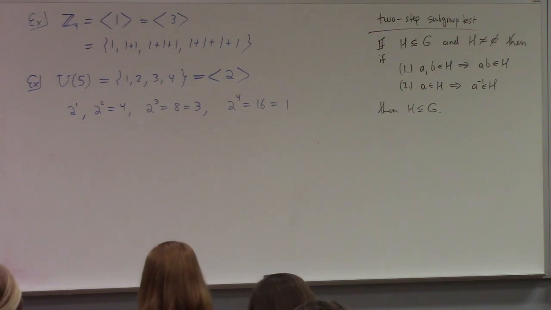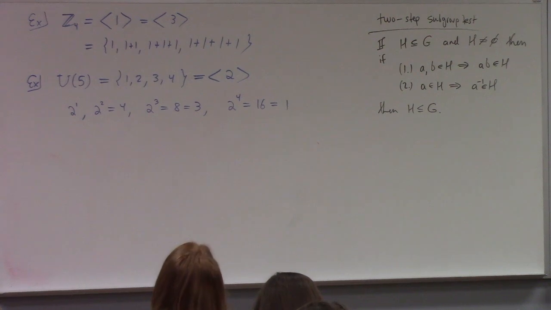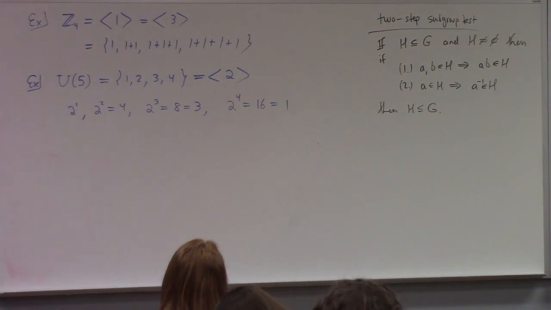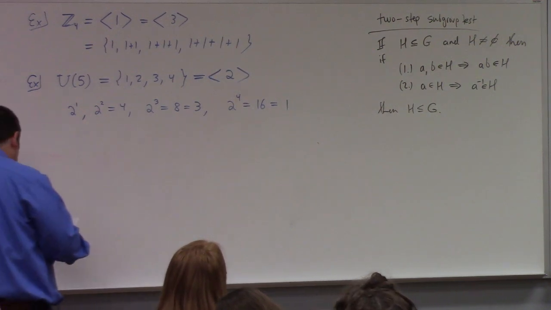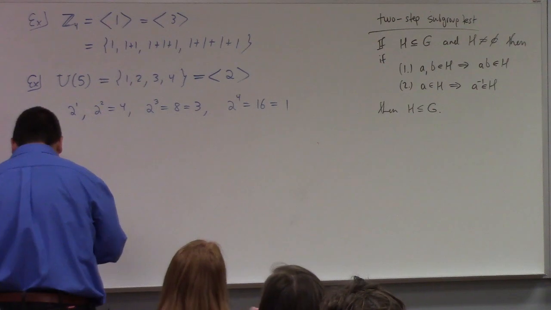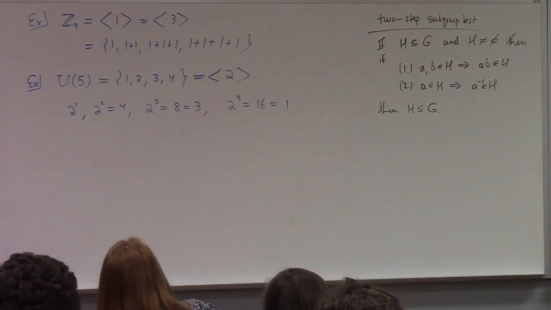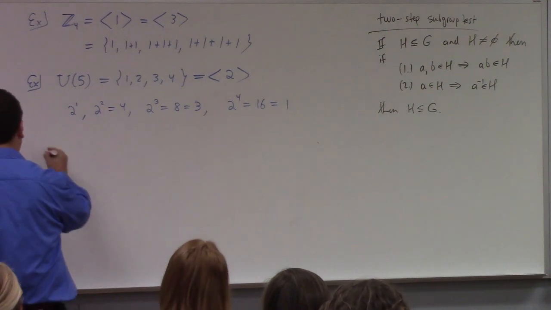So both Z4 and U5 are cyclic groups of order 4. The choice of generator is not unique. Anyway, we have a lot more to say about that some other day, so let me go on. We'll spend a whole day just talking about cyclic groups at some point here soon. A couple other definitions I should share with you.